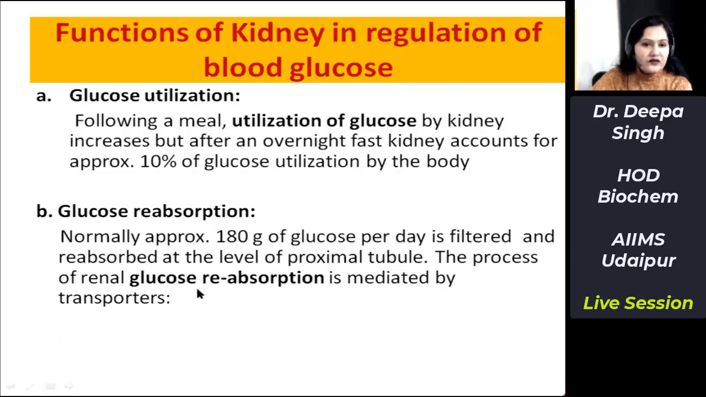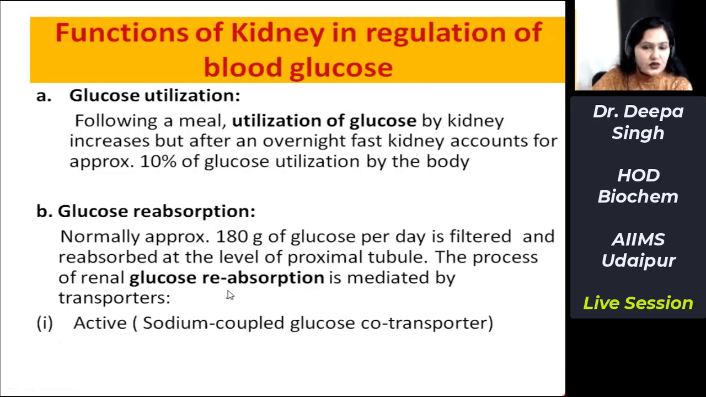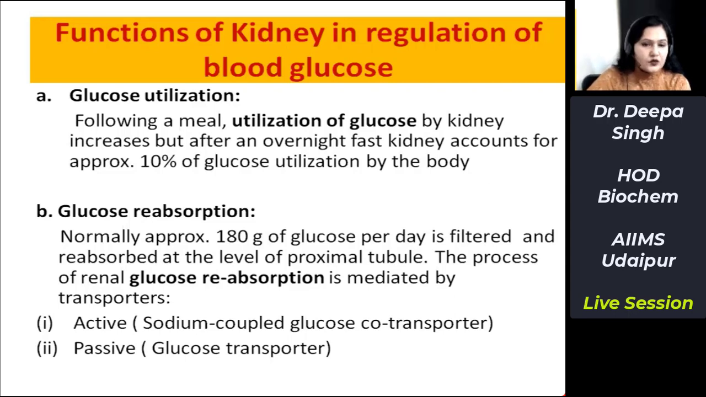The process of renal glucose reabsorption is mediated by two types of transporters. Number one is sodium coupled glucose co-transporter, that is active transport, and number two is glucose transporter, that is passive transport. So these were the first two mechanisms, glucose utilization and glucose reabsorption.